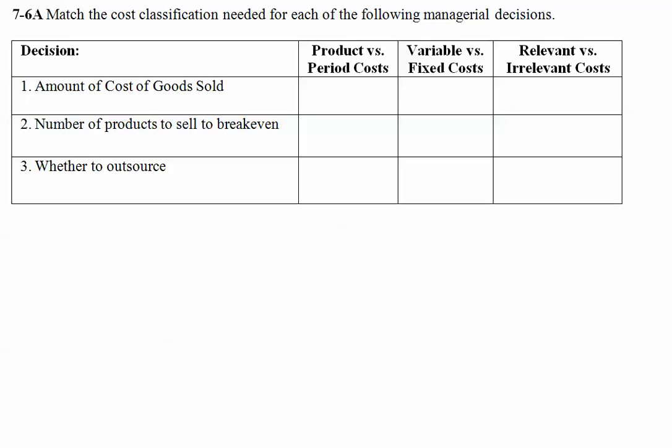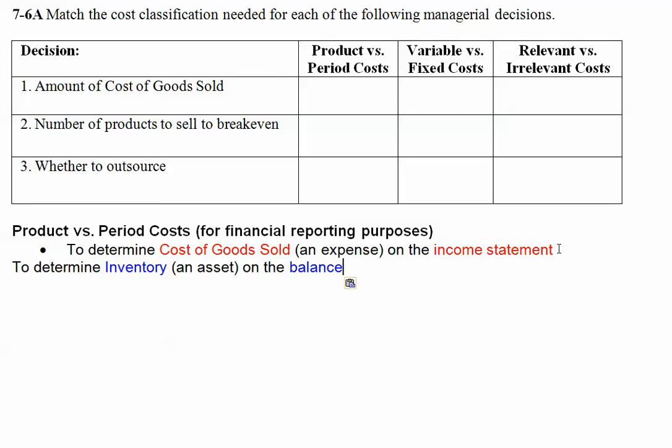If you recall back in module 4, we talked about how you had to value your inventory on the balance sheet. In other words, we had to determine what were product costs versus period costs. This was for financial reporting only. It was not for managerial purposes, but the idea is that for your financial statements, we had to determine the amount of cost of goods sold that would be on the income statement, and we had to determine the amount of inventory on the balance sheet.